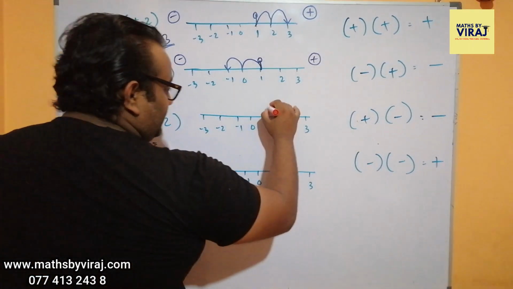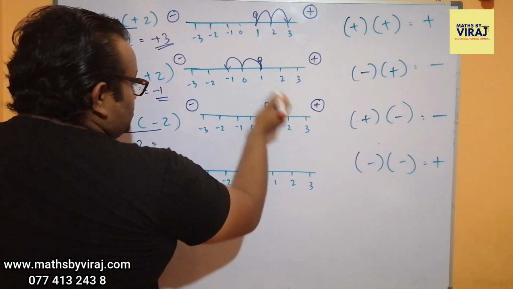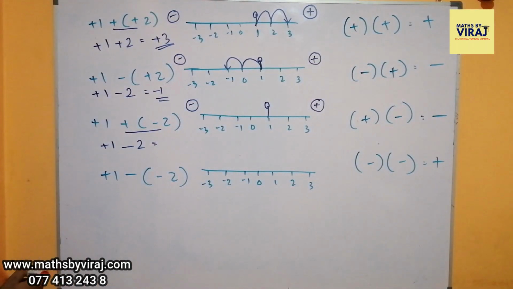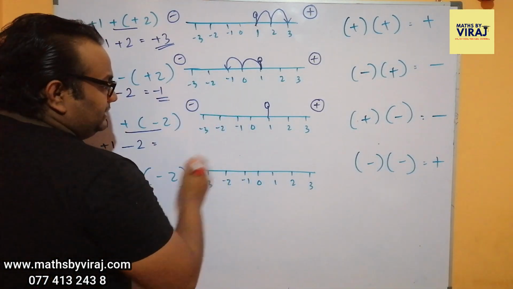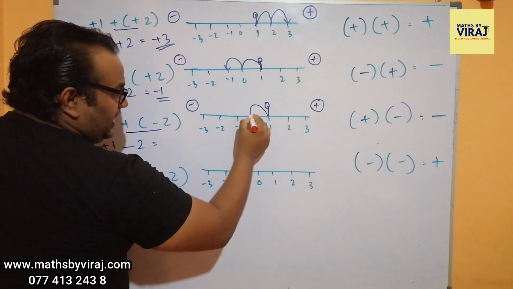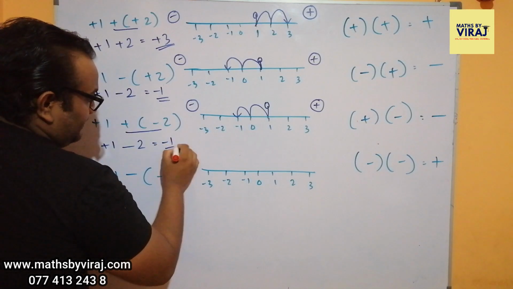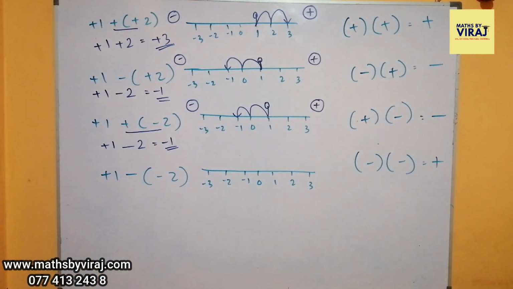Now I am in plus 1. This is my positive side. This is my negative side. So in which direction should I move? Towards the negative or the minus direction. How many times? 2 times. 1, 2. And where did I end up? I ended up at minus 1.